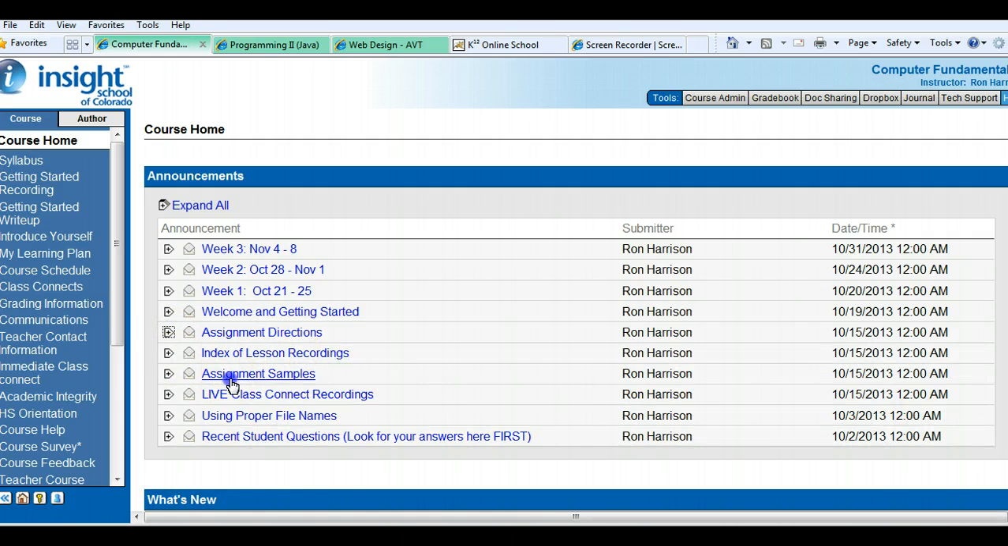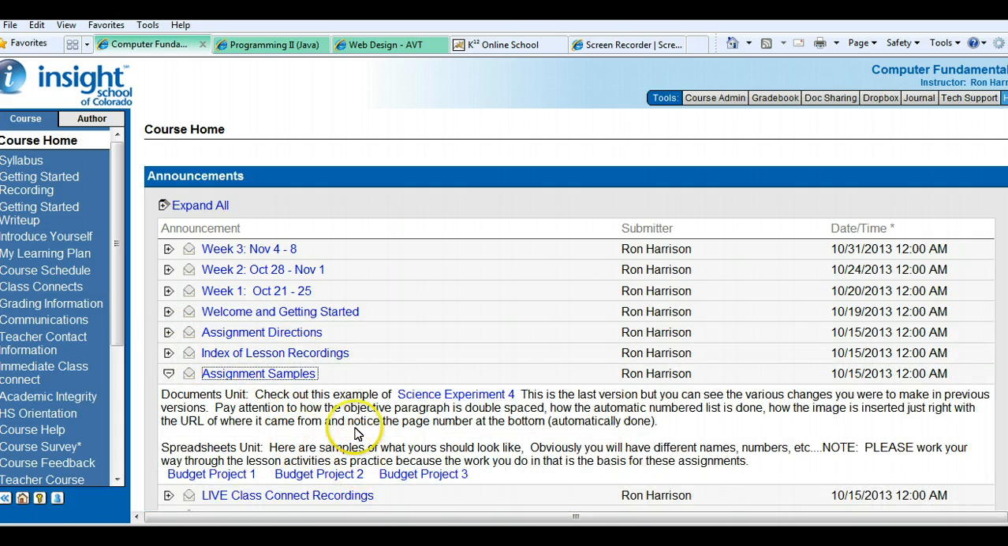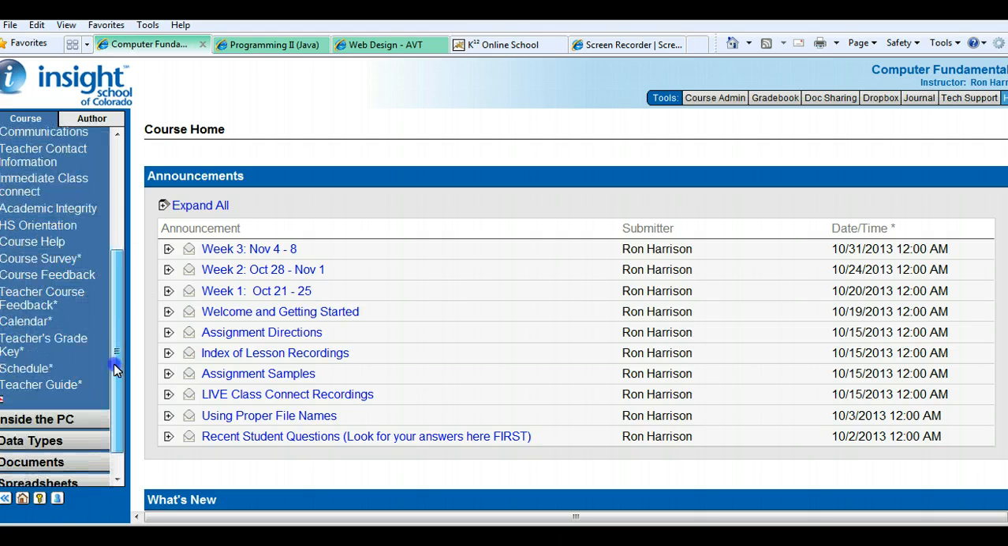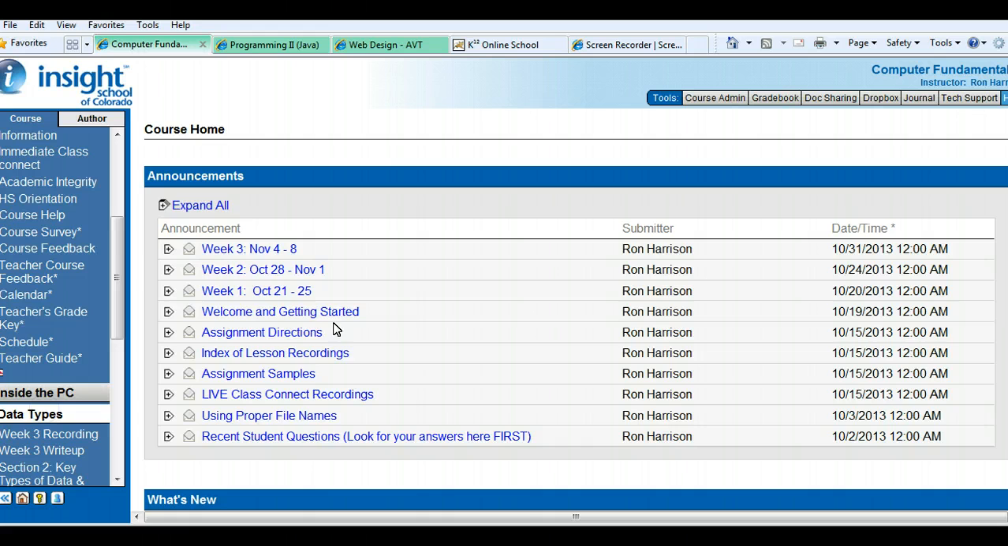Also, make sure you look at assignment samples, because this will help you. Like, here's an example of what your science experiment will look like in week 4, the last part of it. And here are the 3 budgets in week 5 when you do the spreadsheets unit. So use those examples to help you out, please. All right, moving on down here. So let's go ahead and jump into the data types unit.